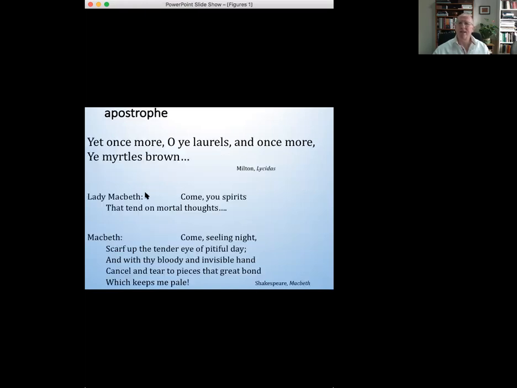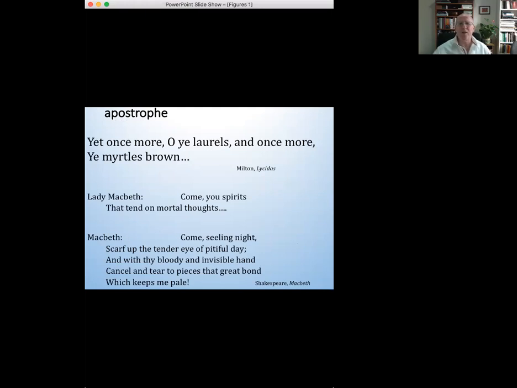Now, one last one, I think this is number 12. Apostrophe. I have some problems with classifying apostrophe as a figure, but that's the standard classification, so we'll just go with that for now. It's where you have the speaker addressing, often turning away from talking to one thing and addressing something else, a person, a thing, which is often absent.